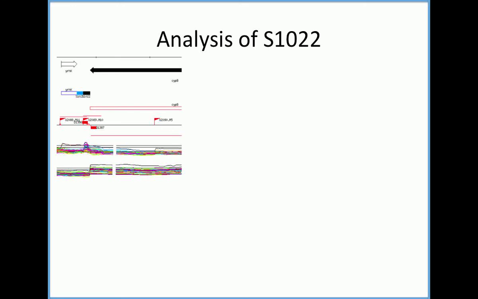So S1022 is this little open reading frame, or this little region here. It's approximately 130 nucleotides, and it corresponds to this region of the genome. So you can see that there is a promoter upshift, which is indicated by this little triangle, and the little square flag shows a terminator region. When we predict the secondary structure, we show that it seems to form quite a nice stable structure.